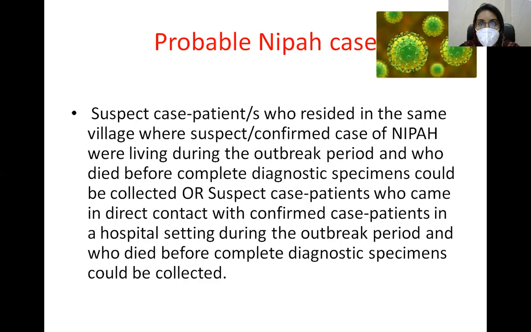So I repeat here, probable Nipah has two categories. One from the same epidemiological area as that of a Nipah case, or even from a hospital where a person is having contact with a Nipah case, but who has died before a full diagnostic specimen is collected. Those cases are probable Nipah.